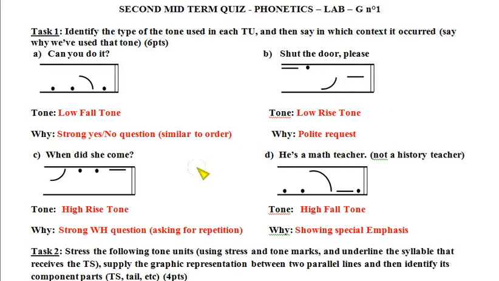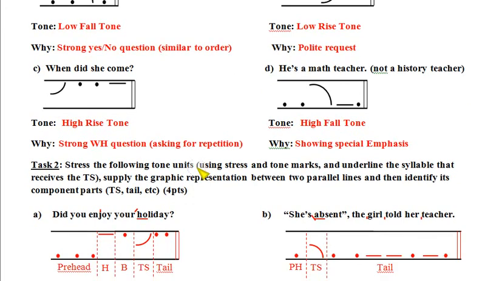We move to the next statement, which is when did she come? As you notice, it is a question. It is a WH question. But is it a strong or ordinary? Of course, it is a strong WH question. Why? Because the tone goes from a mid to a very high, and the tone is on the WH word. So the tone is high rise tone, and the why, it is a strong WH question.